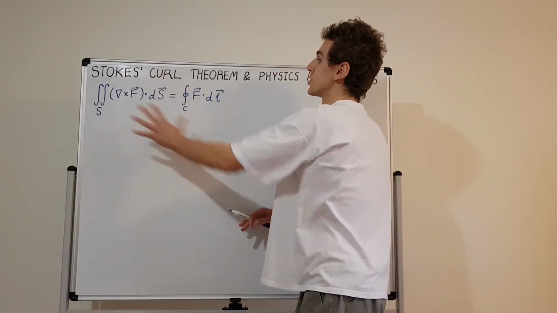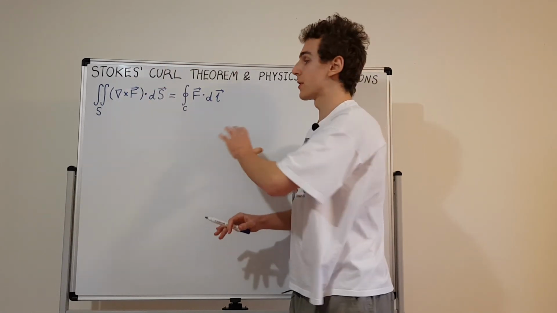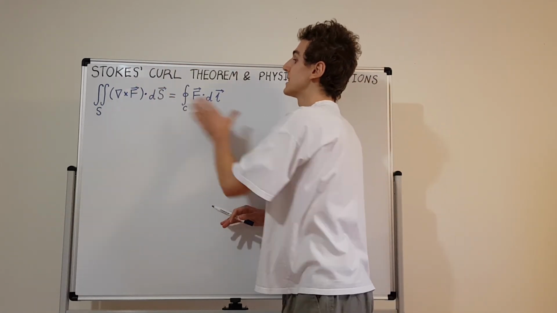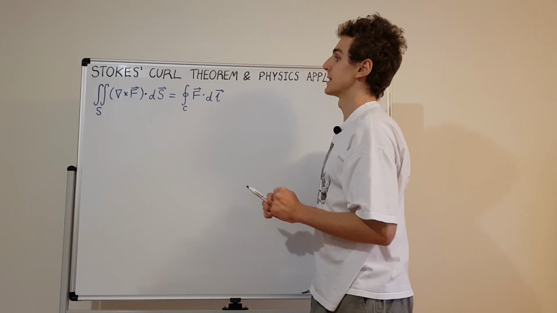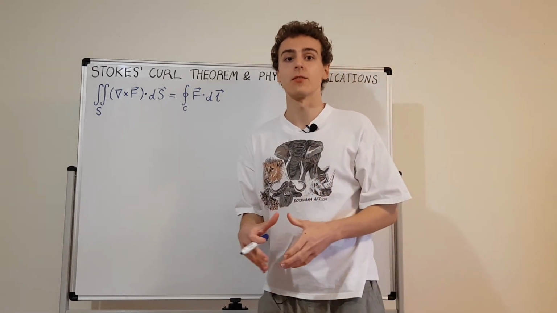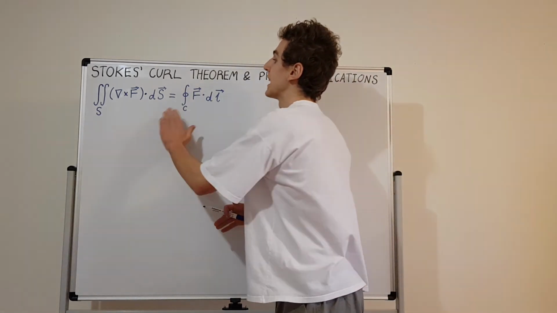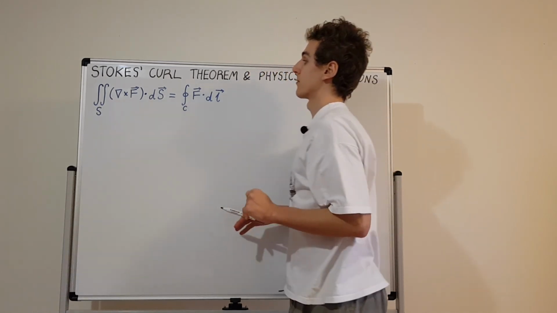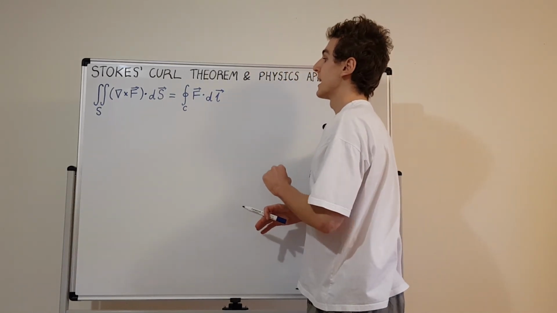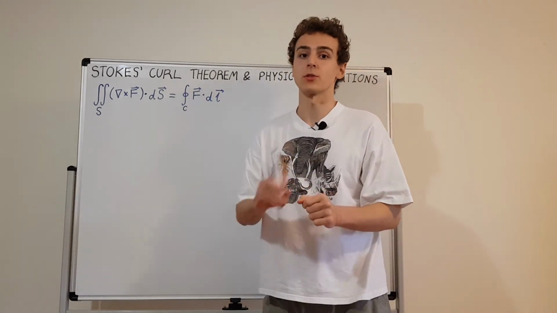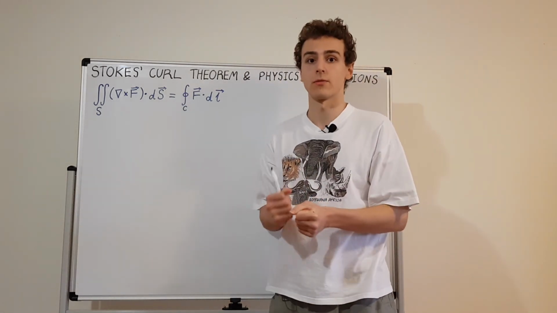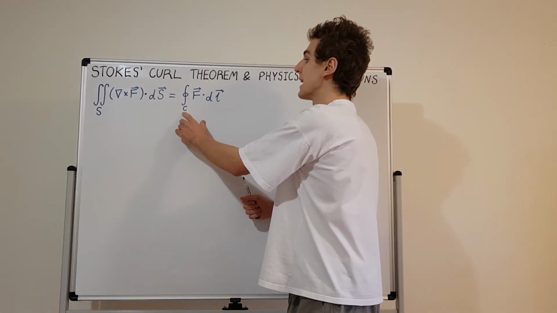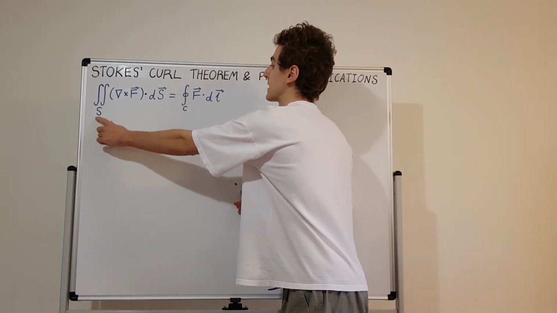So what is Stokes' theorem, or the curl integral theorem? What is this expression actually saying? Let's have a look at the left-hand side first. The left-hand side is a surface integral of the curl of the vector field f. The right-hand side is a closed line integral. So it's a line integral over a closed curve. And that closed curve C is the boundary of the surface S.